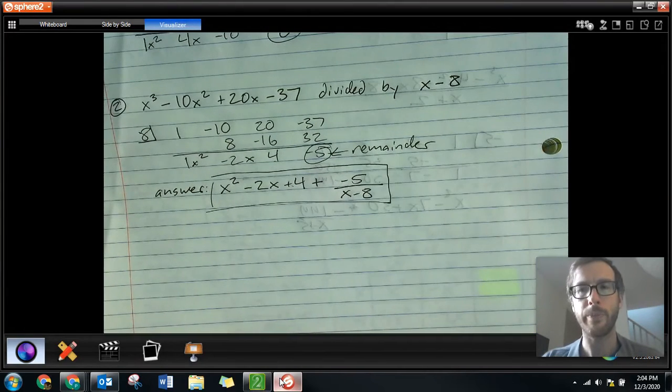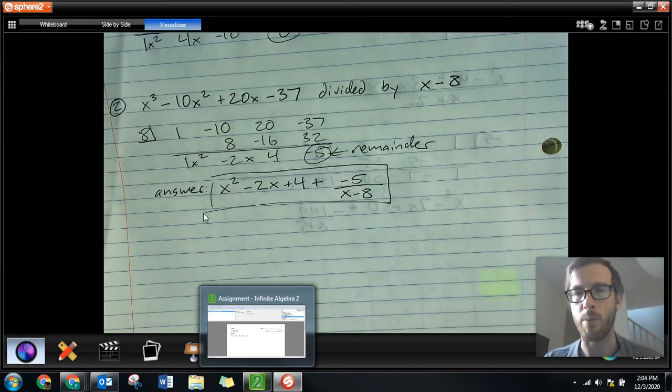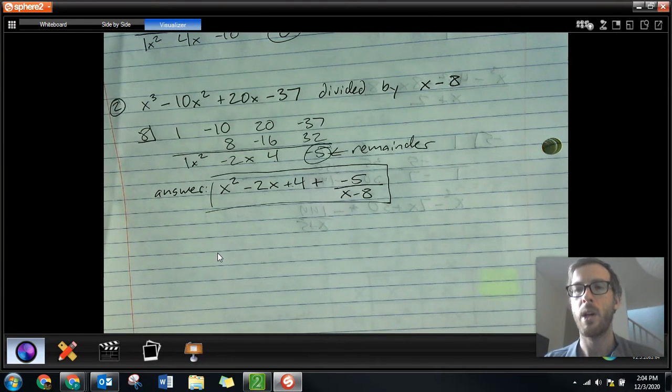In your assignment, there are a few problems that do have remainders. So this is the way that you write out those answers.